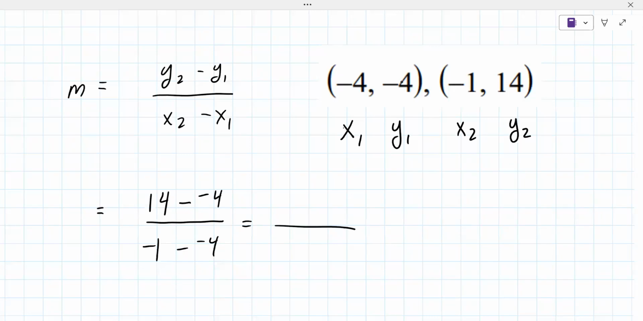18 over 3. Okay, does that reduce? No. And you divide 18 by 3. Yes. It's 6. Okay, it is 6. Yes. Okay, good. So please get this note down.